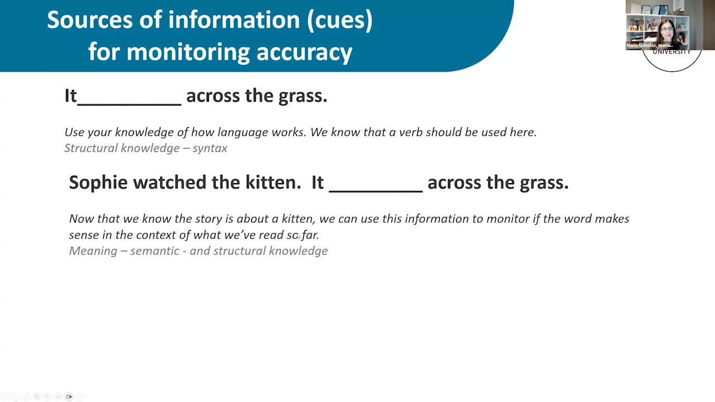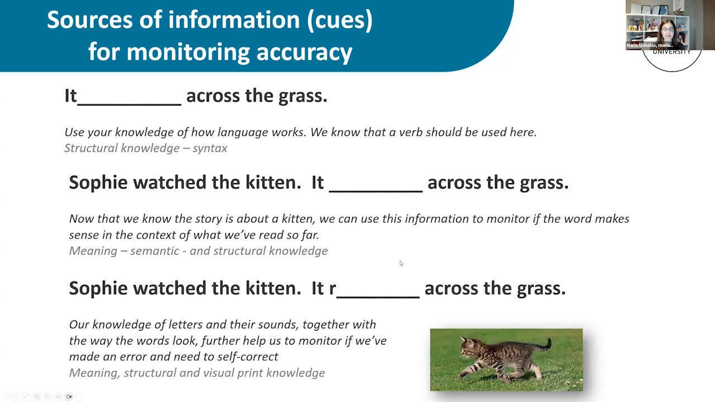In this example, Sophie watched the kitten. It slithered across the grass. So yes, I've used a verb this time, but my knowledge of what I've read so far, I'm talking about a kitten. I've read about a kitten. Saying slithered doesn't make sense in the context of what I've read. That cues me into the fact that, oh, maybe I've made a mistake. I better go back and reread and have a closer look at that word, make sure I'm decoding it properly.